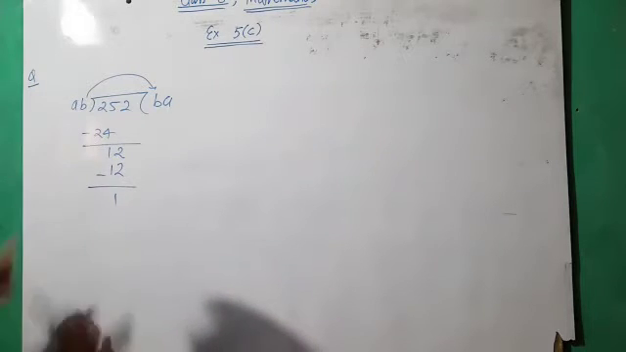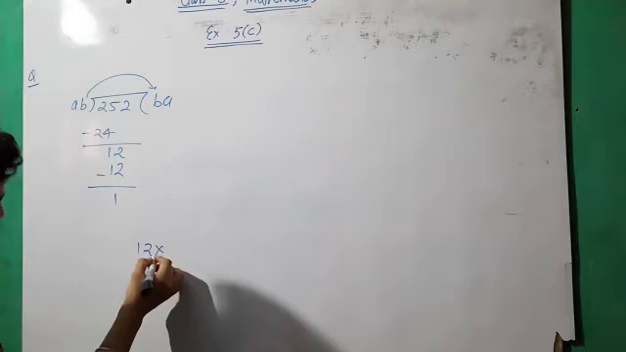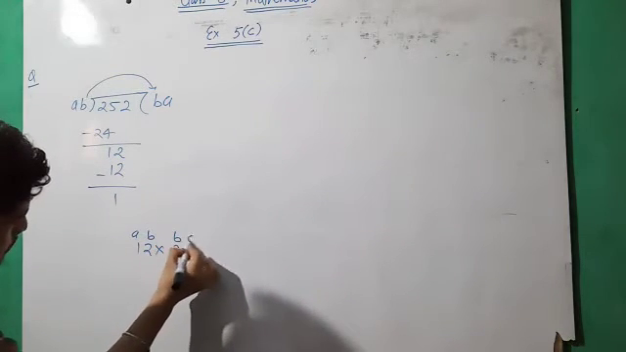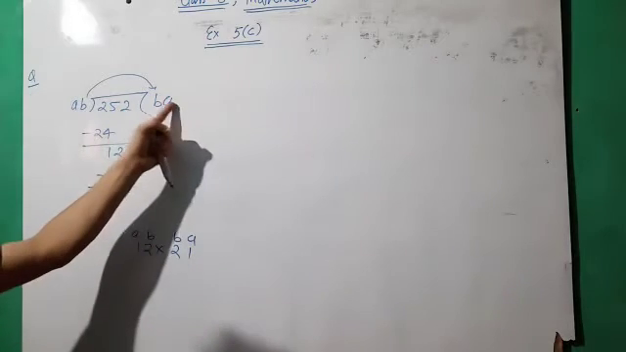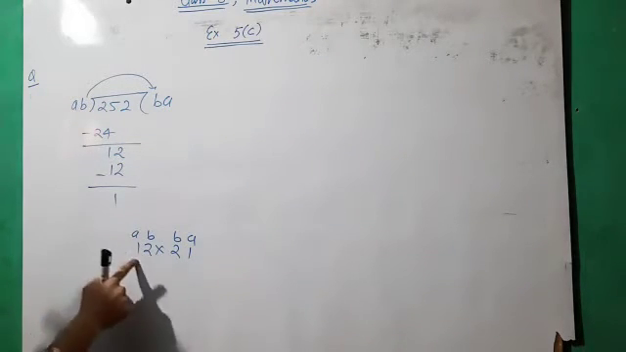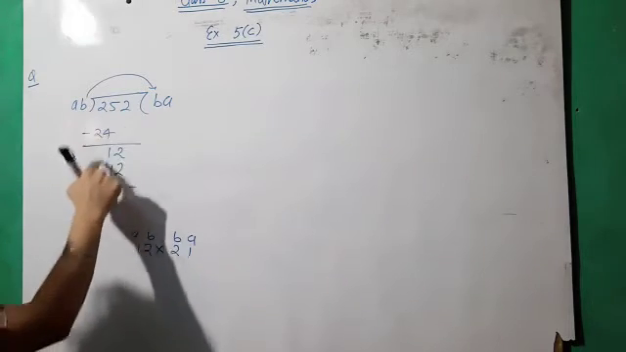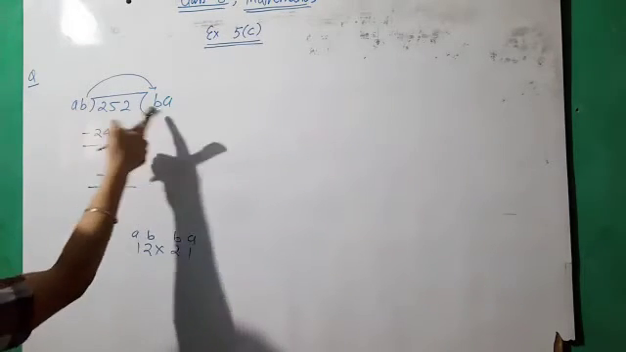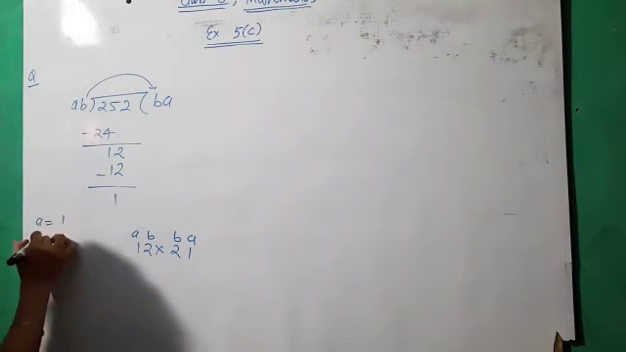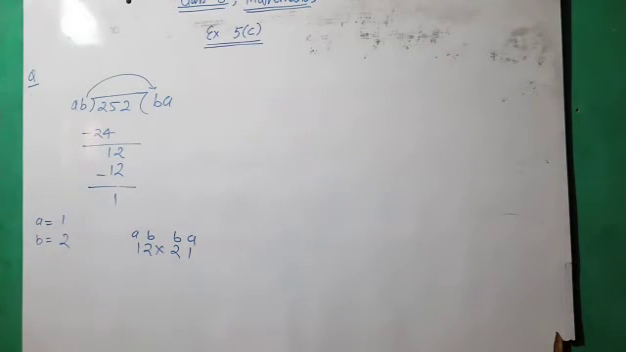This is a 2-digit number, so it must be 12, and 12 into 2 means A, B, B, A. So A equal to 1 and B equal to 2. 12 times 2 is 24, 1 times 12 is 12, and 12 times 1 is 12. Okay, so the answer of these is A equal to 1 and B equal to 2. Now move to question number 5.